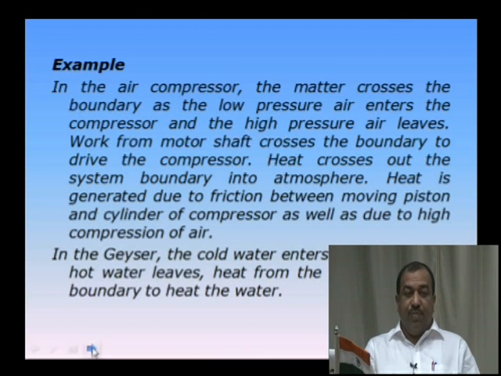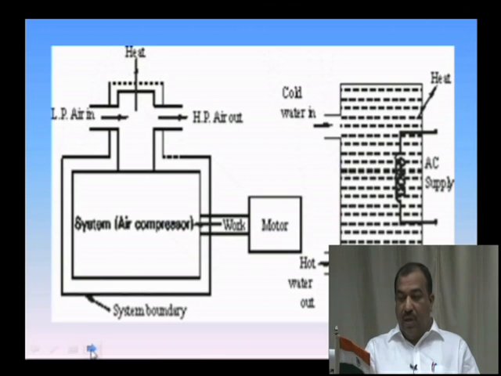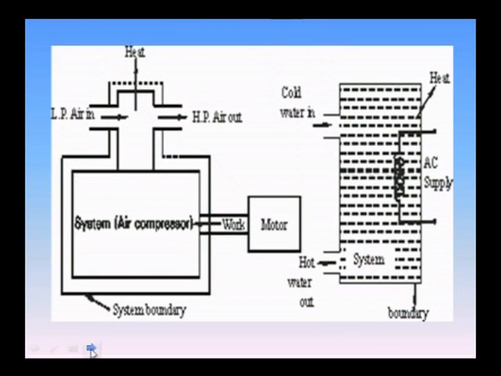Let us understand with examples very clearly. I have taken the example of a water geyser and an air compressor. Let me explain the geyser. Here the electrical energy is supplied through the electrical coil. The heat is transferred from the surroundings to the system. The cold water enters, absorbs the heat and goes out as hot water. Here mass transfer is happening between the system and surroundings, as well as heat transfer.